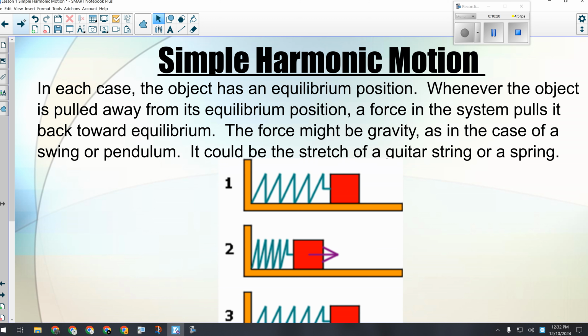The word's not even on here. So it's called restoring force. I think it's on the next slide. There has to be a force trying to restore equilibrium, that is, bring the object back to equilibrium.